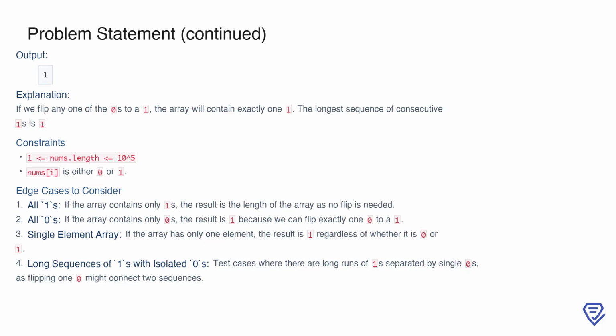First, if the array contains only ones, then the result is simply the length of the array, as no flipping is necessary. Second, if the array is made entirely of zeros, the best we can do is flip 1 zero, resulting in a maximum streak of 1. Third, for an array with just a single element, the result is always 1, regardless of whether that element is 0 or 1. Finally, there might be cases where flipping a 0 doesn't increase the longest streak of ones, such as when the array already has a single continuous streak that cannot be extended further. These edge cases highlight the need to carefully handle different input scenarios while solving the problem.